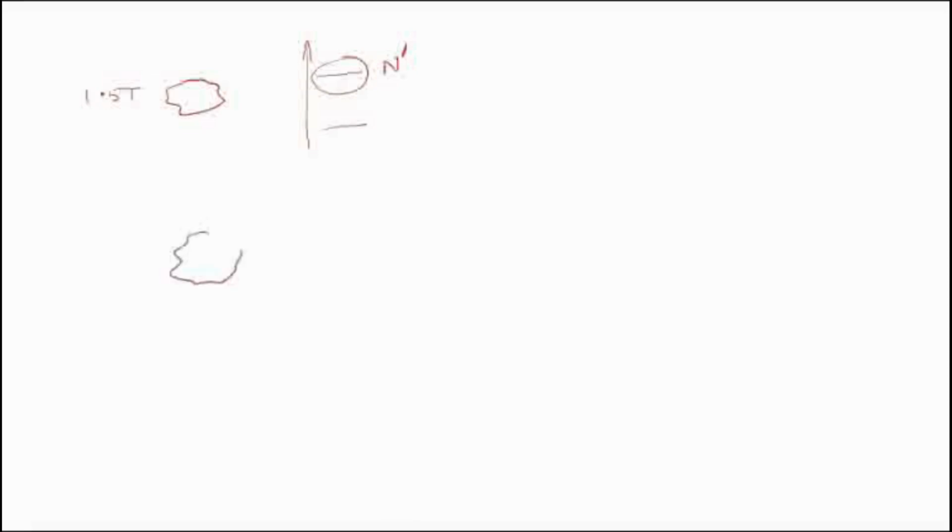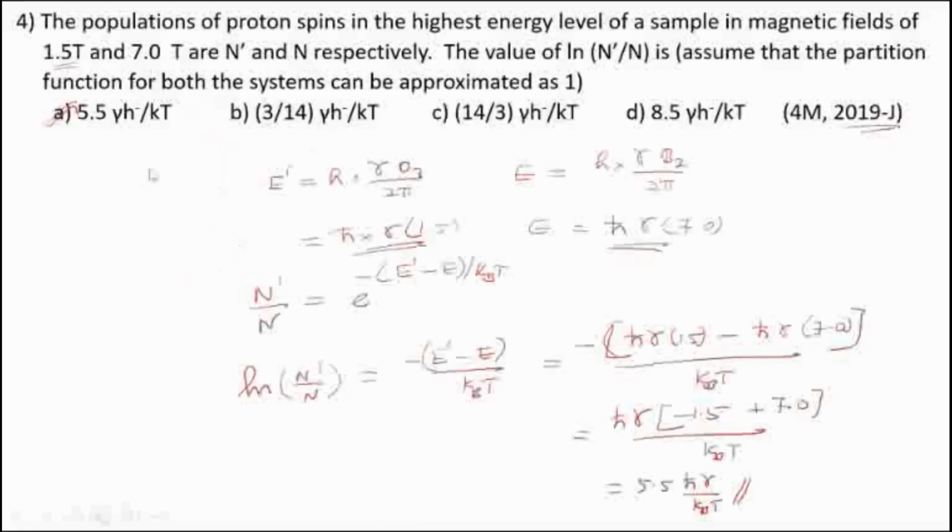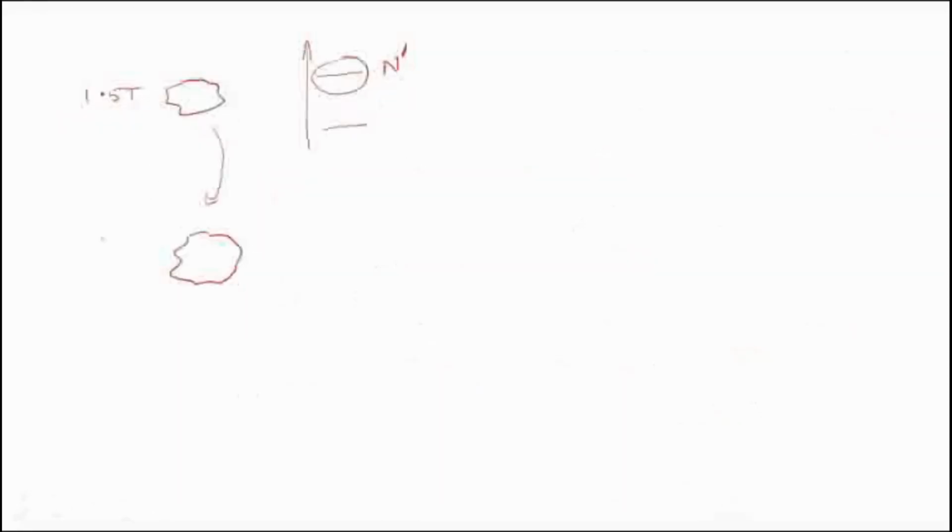Now to the same sample, I'll take the same sample. These 2 are same. Now I'm going to apply 7.0 Tesla. So when you keep the sample in a magnetic field of 7.0 Tesla, the sample is the same sample, but the population becomes different. Now let the population be n. Now the question is, what is the value of ln n prime by n?